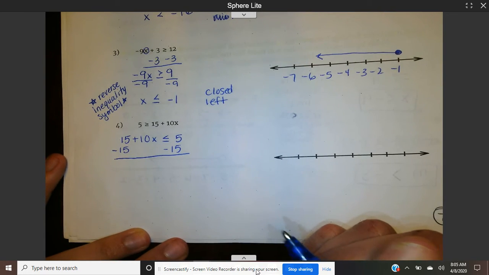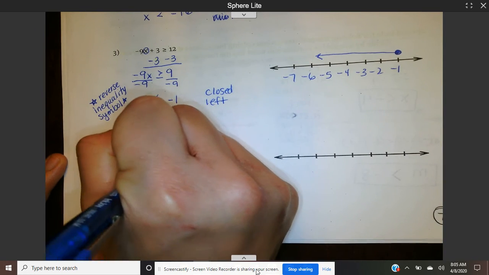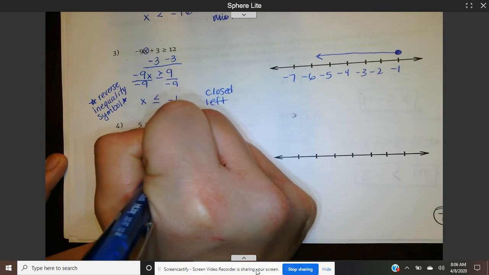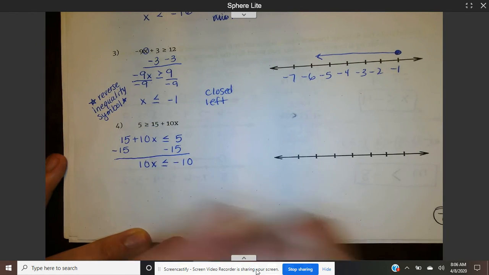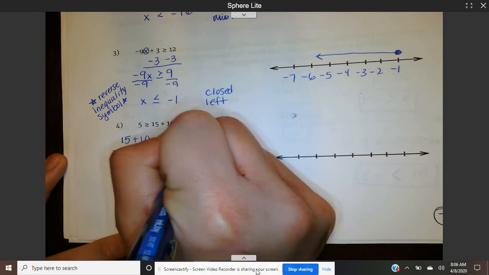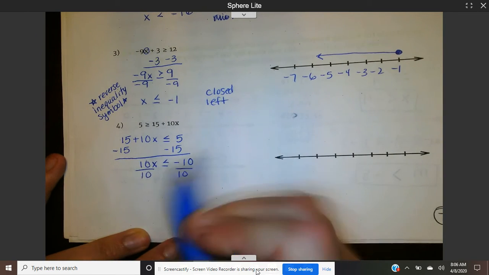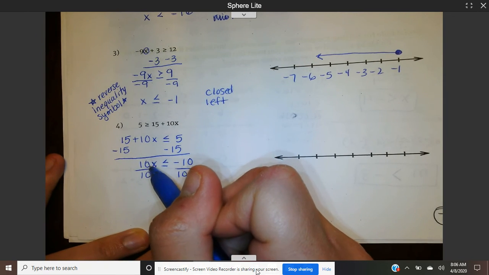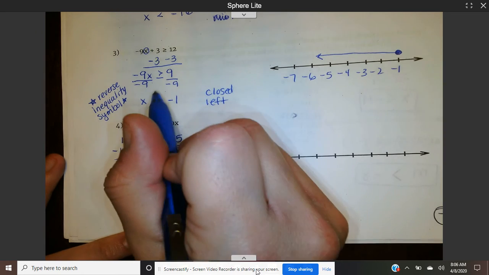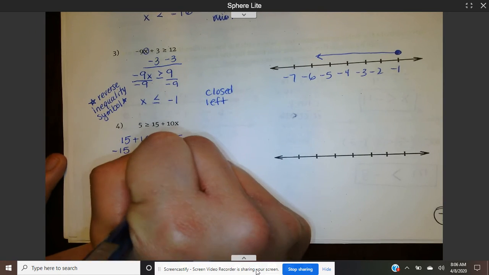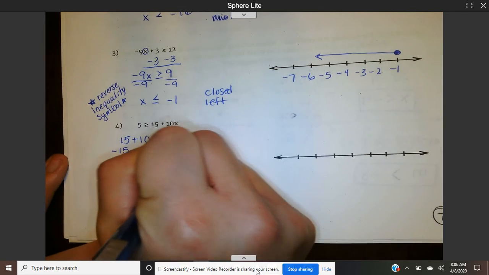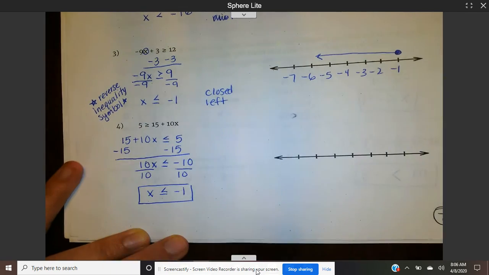Okay, so I'm going to get rid of that 15 first because it's our constant. So I get 10x is less than or equal to negative 10. Divide both sides by 10. Okay, again, my coefficient was positive. Okay, up here it was negative, so I had to reverse. So nothing's going to happen. So x is less than or equal to negative 1.